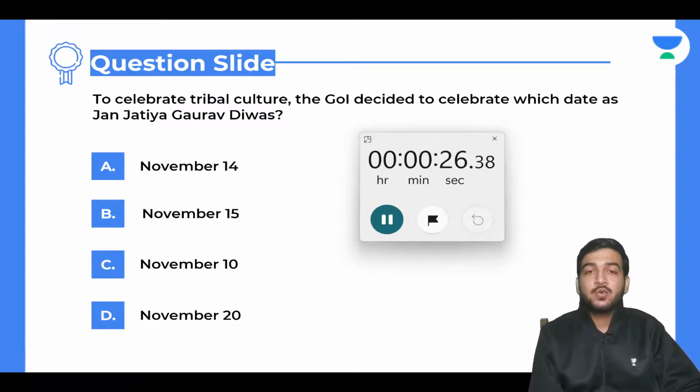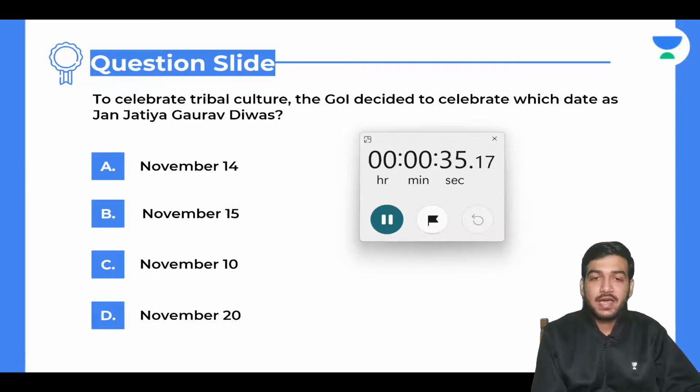This is again a very current issue. It is part of the government policy related to promotion of tribal welfare. Thus, it stands out for us for our examination preparation.